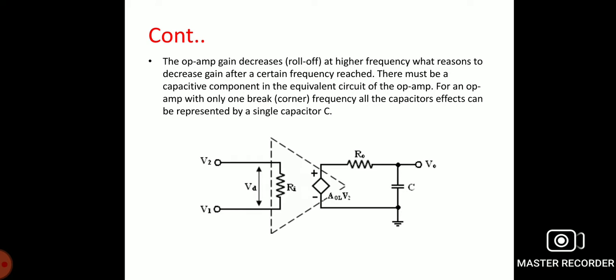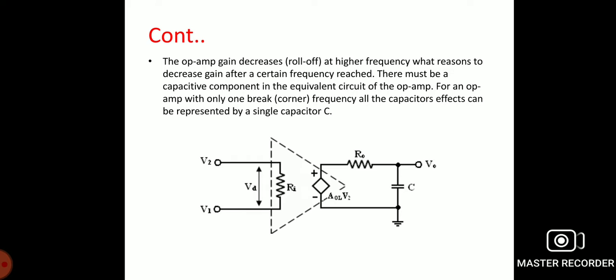Below this figure is the modified variation of the low frequency model with a capacitor C at the output. The operational amplifier gain decreases, that is, rolls off, at a higher frequency. What is the reason for the gain to decrease after a certain frequency is reached? Therefore there must be capacitive components in the equivalent circuit of the operational amplifier.